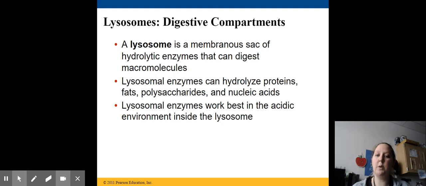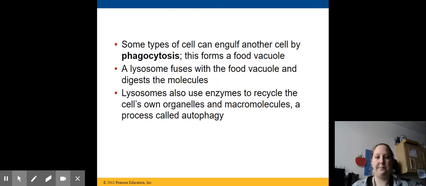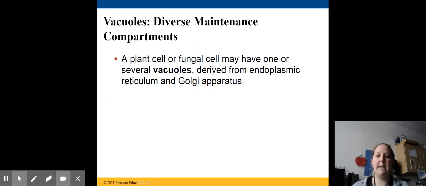Lysosomes, much like your stomach, work best in an acidic environment within the inside of the lysosome and maintain that acidity to help digest those macromolecules. We'll come back to that.